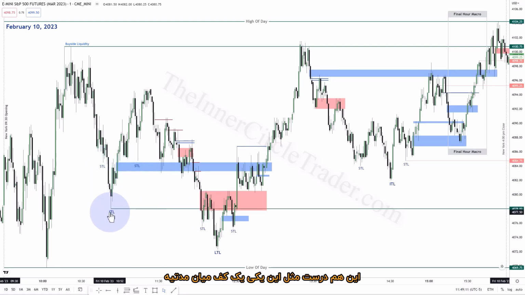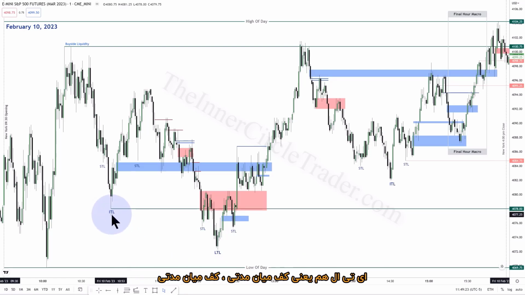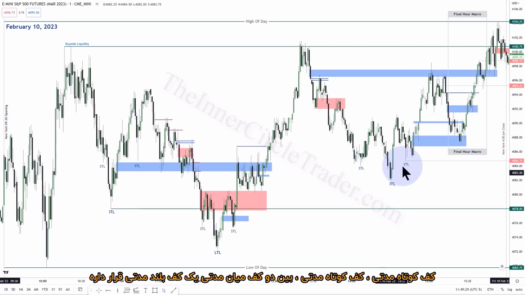Just like this is an intermediate term low here, this is an intermediate term low as well, because it has a higher low to the left of it and a higher low to the right. STL is a short-term low. LTL is a long-term low. ITL is an intermediate term low. Intermediate term low, short-term low, short-term low. In between two intermediate term lows is a long-term low.